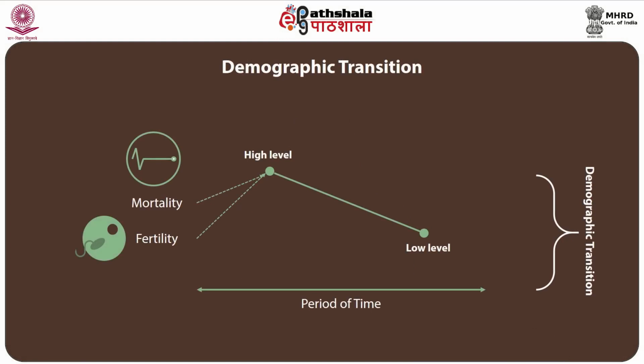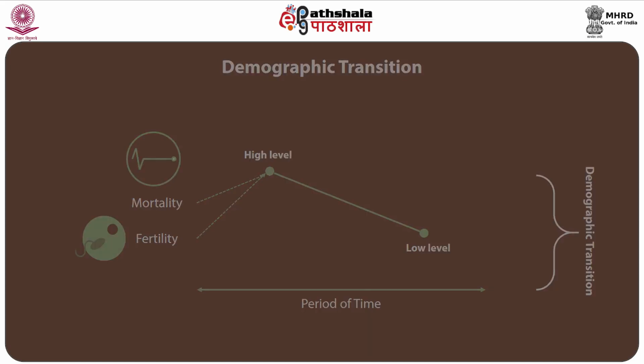As all of you know, the demographic transition is a process of shifting of fertility and mortality from a high level to a lower level over a period of time. That is, in the past there have been stages of very high fertility and very high mortality, but in such cases the population growth also will be almost zero or negligible.